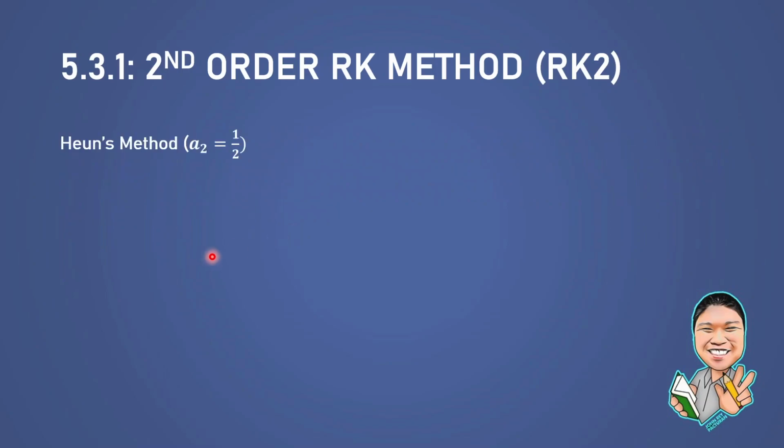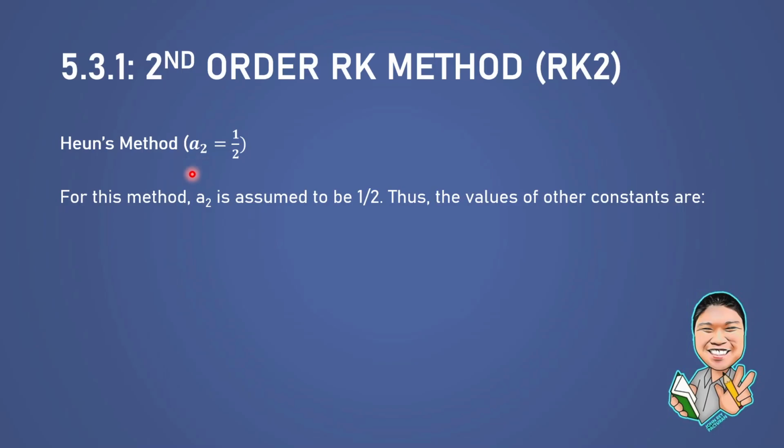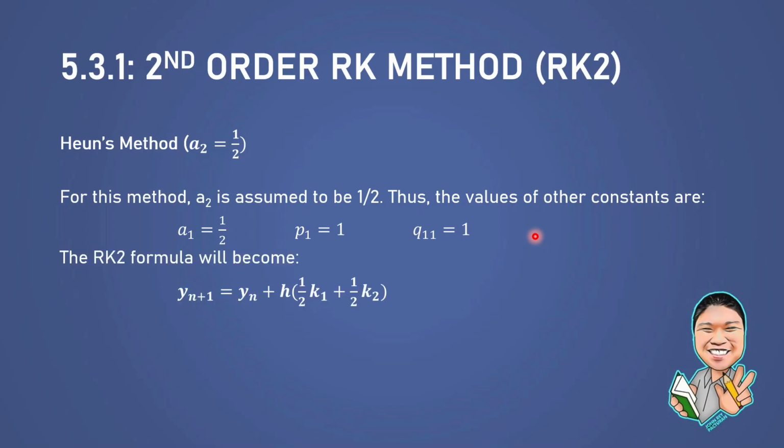So, I'll start with Heun's method. According to this method, Heun assumed that a sub 2 is equal to 1/2. So the values of the other three constants are: a sub 1 is equal to 1/2, p sub 1 is equal to 1, and q sub 1 is equal to 1. If you substitute that into our general format of the RK2 formula, y sub n plus 1 is equal to y sub n plus h, 1/2 k sub 1 plus 1/2 k sub 2. So this will be our formula.